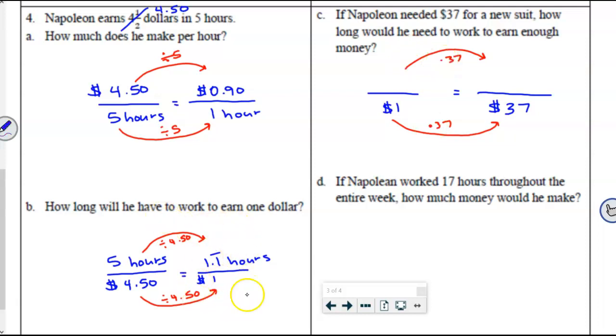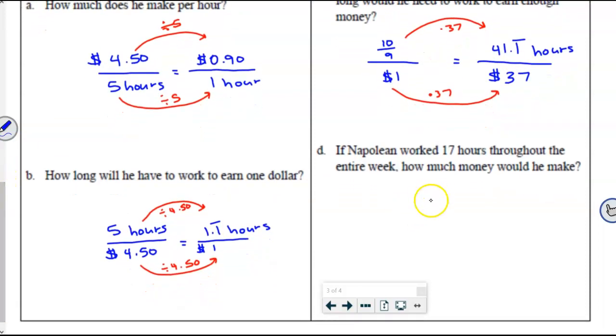Go back to that. We have our 1.1 repeating. That actually is 10/9. So I'm going to go back to the original. That is 10/9. It'll be easier to get an accurate answer that way instead of trying to worry about a repeating decimal. So 10/9 multiplied by 37. We get 41.1 overbar. So 41 hours. He's going to have to work 41 hours just to earn enough money to buy his $37 suit.